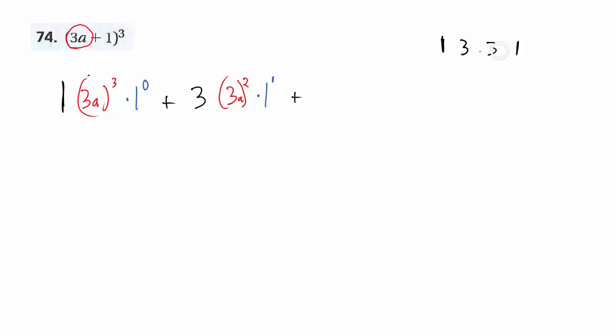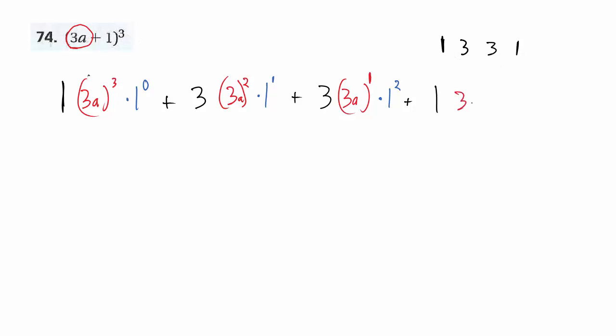Then I'm going to take the next coefficient, which is 3 again. And then now 3a goes 1 power even further down. So 3a to the 1st, writing the 1 is optional, of course. Then it's 1 to the 2nd power plus, and the last coefficient is 1. That's the last term. There's only 4 terms in the 3rd row of Pascal's triangle.